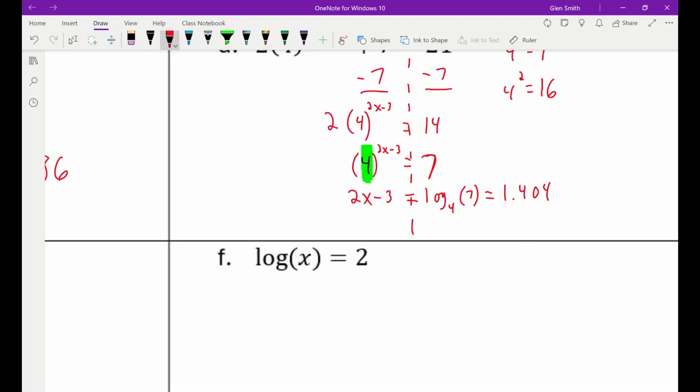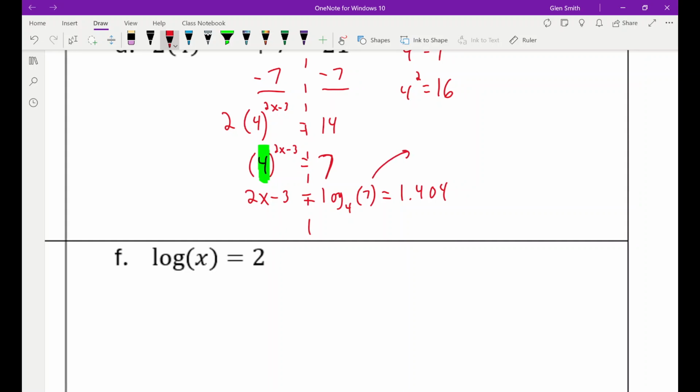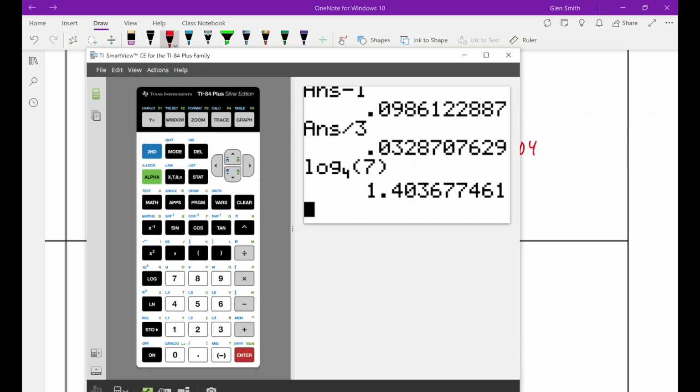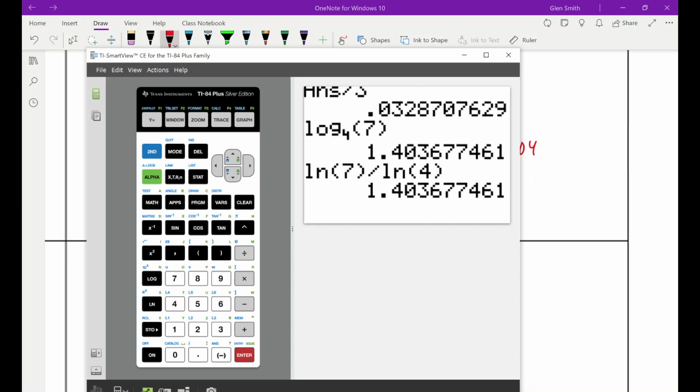If your calculator doesn't have the option to do the base, you also could do ln of 7, because it was log 7 here. But the base, we divide by the base. And that's going to spit out the same number if you do that. I'll show you on the calculator real quick. You can just hit ln of 7. This is also nice because you don't have to go into the math menu. Divide it by ln of 4. And that's going to spit out the same exact number, as you can see.